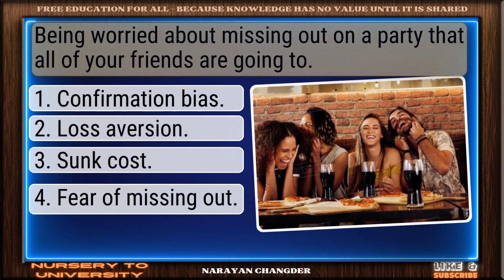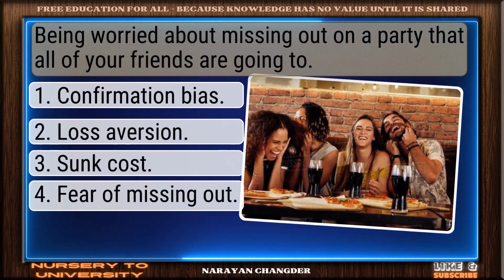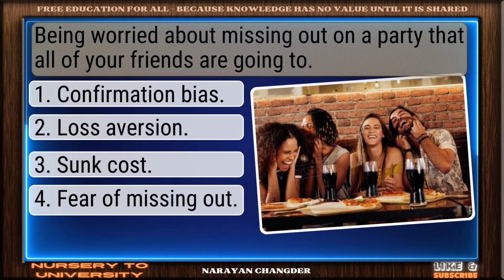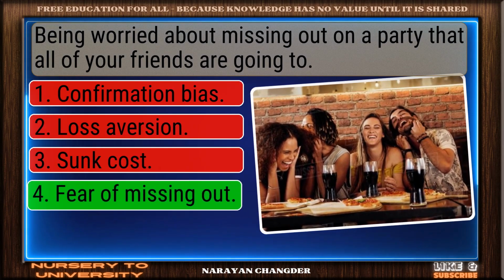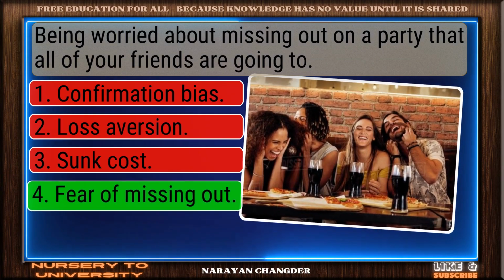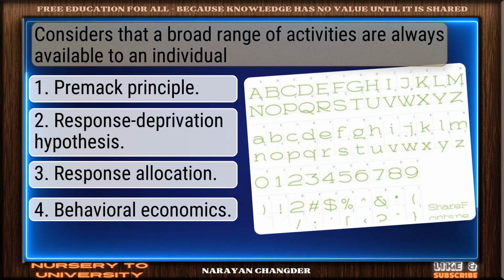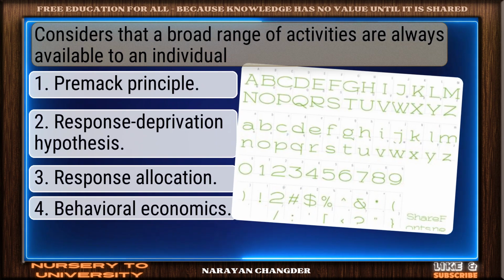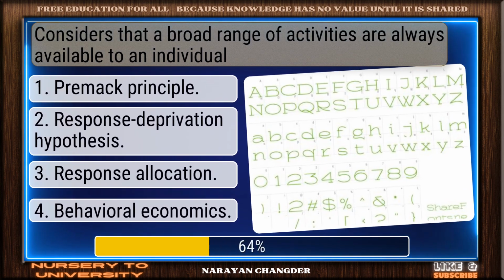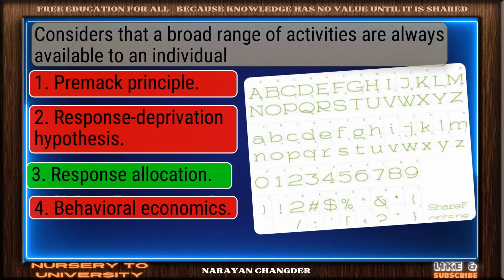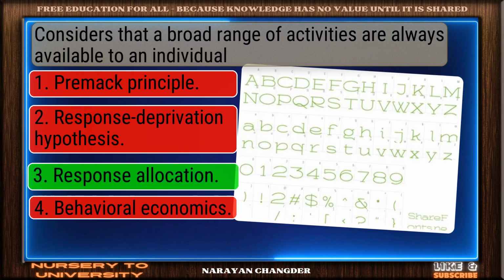Being worried about missing out on a party that all of your friends are going to. Perfect. Fear of missing out is the correct choice. Considers that a broad range of activities are always available to an individual. Bravo. Response allocation is the answer.